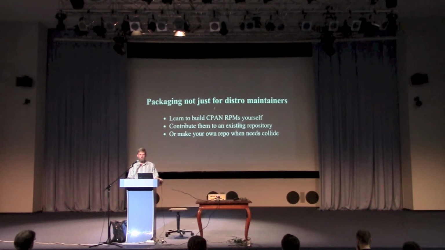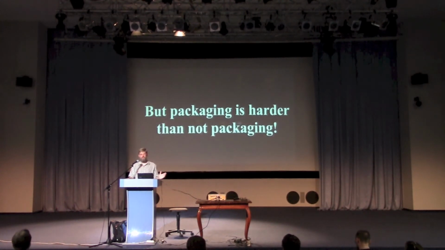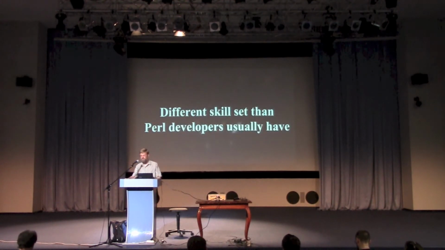The Fedora project has really good documentation and a lot of people that are willing to help. If you build a CPAN module RPM that isn't in EPEL, for example, they'll likely be willing to accept it if you sign up and become a Fedora developer and contribute it. Or if you know that you're going to have modules that will not be accepted into EPEL or whatever other repositories you're talking about, you can make your own repository. It's not very hard. However, packaging is harder than not packaging, and it's a different skill set than your average Perl developer usually has.